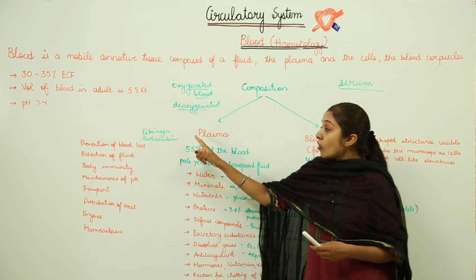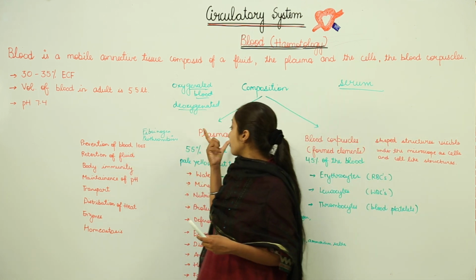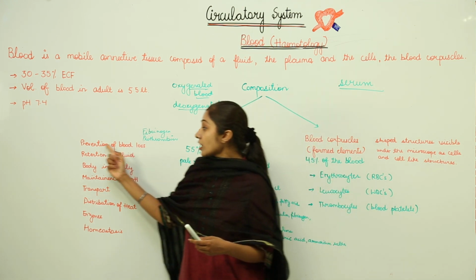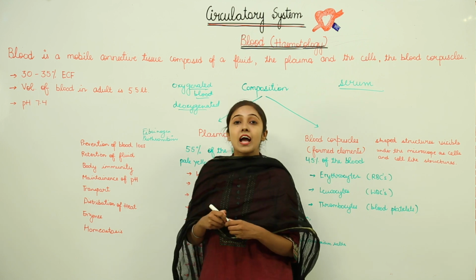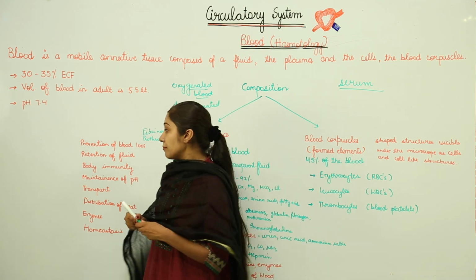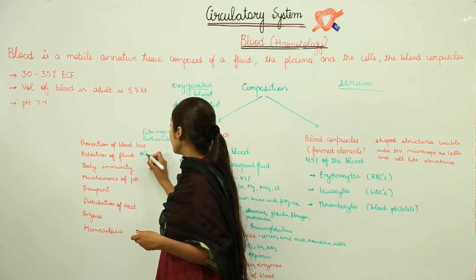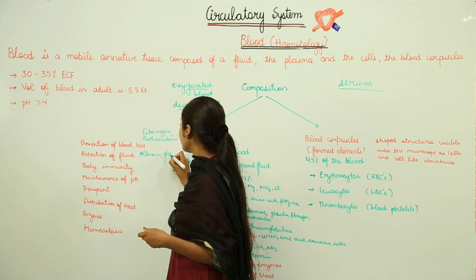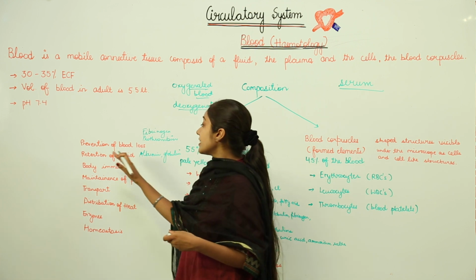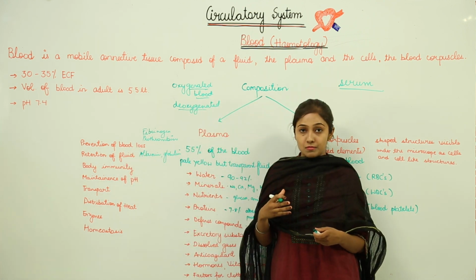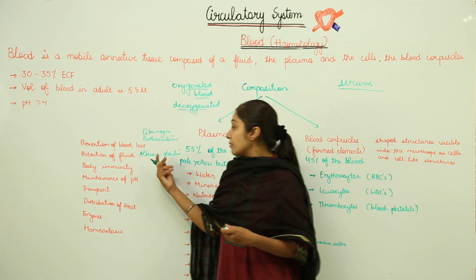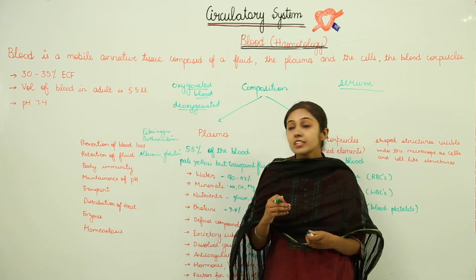And plasma also has an important function of the retention of fluid. When we talk about the retention of fluid, then we have certain other important proteins that help, that is albumin and globulin. Albumin and globulin retain the watery part in the plasma, which makes this plasma sort of a fluid, right? So, albumin and globulin retain water in the plasma.